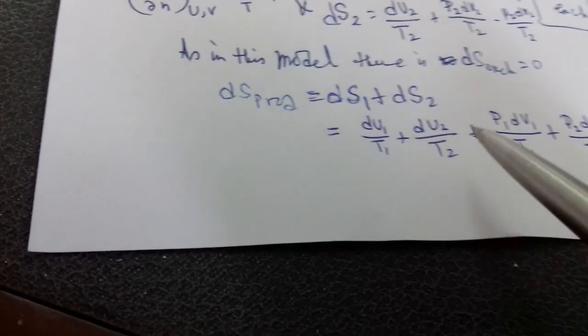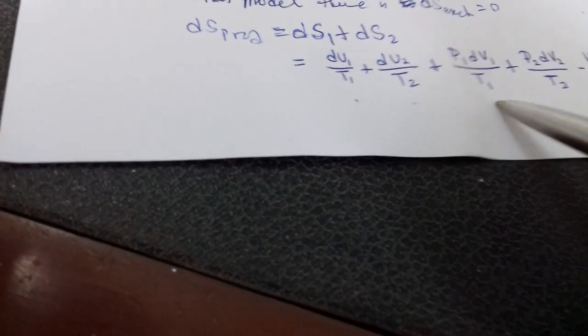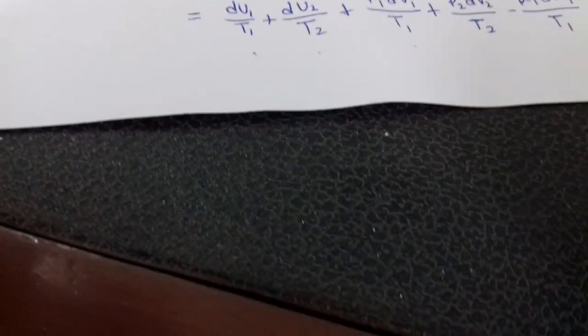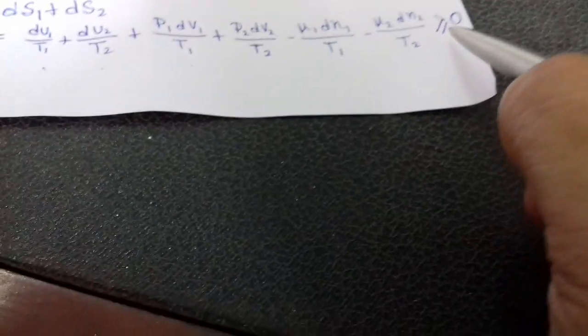Now we add dS1 and dS2, which becomes dU1 by T1 plus dU2 by T2 plus P1 dV1 by T1 plus P2 dV2 by T2 minus mu1 dN1 by T1 minus mu2 dN2 by T2, and that should be greater than or equal to 0. The greater than sign will hold good for irreversible processes and the equal to sign will hold good for reversible processes. Okay, now we come to the next part of the discussion.